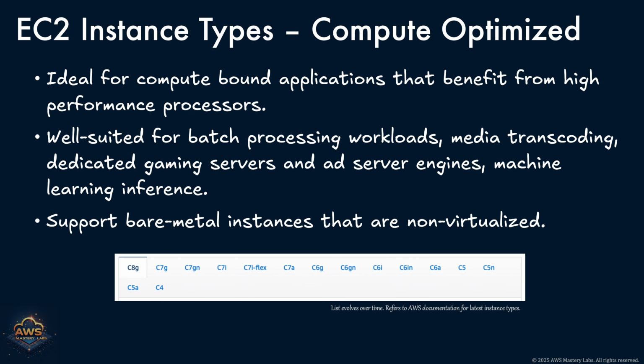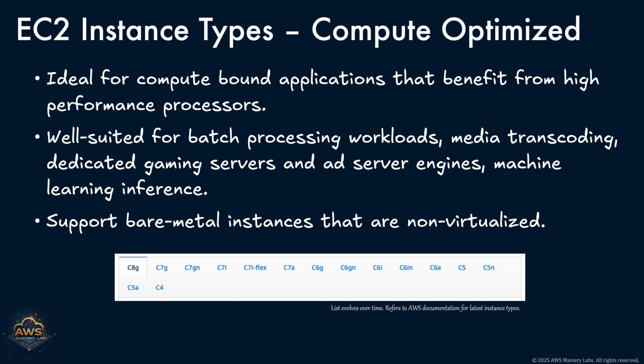Compute-optimized instances are purpose-built for workloads that require high-performance processing power. These instances feature a high ratio of vCPUs to memory and leverage the latest generation of high-frequency CPUs to deliver consistently fast performance for compute-heavy tasks. They are particularly well suited for scenarios where the primary bottleneck is CPU throughput, rather than memory or I/O.